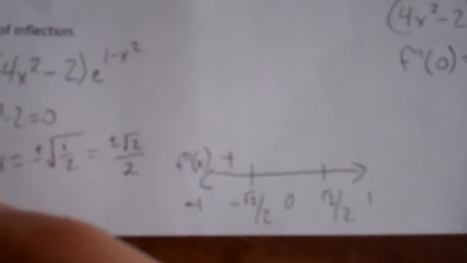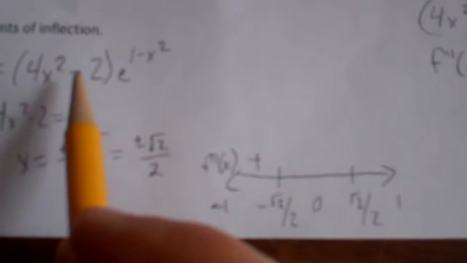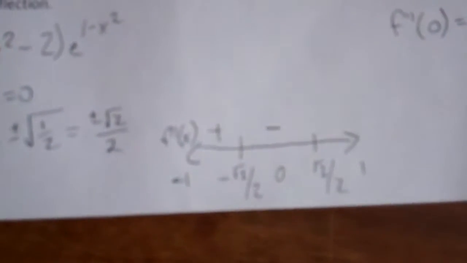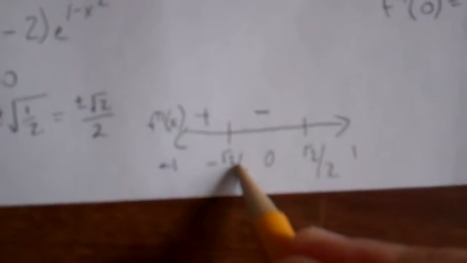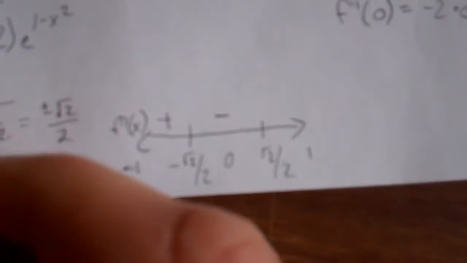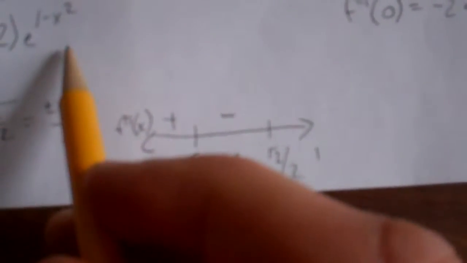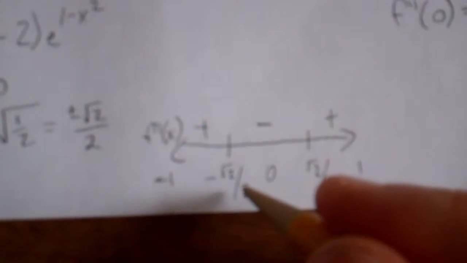So that is positive. At 0, I get 4 times 0 minus 2, which is -2. That's negative. E to the 1 minus x squared is always positive, so a negative times a positive is a negative. So I know that this is a point of inflection. And then lastly 1. 4 times 1 minus 2 is 2. That's positive, times something that's positive. So this is positive. So I know I have 2 points of inflection when x is negative root 2 over 2 and when x is positive root 2 over 2.